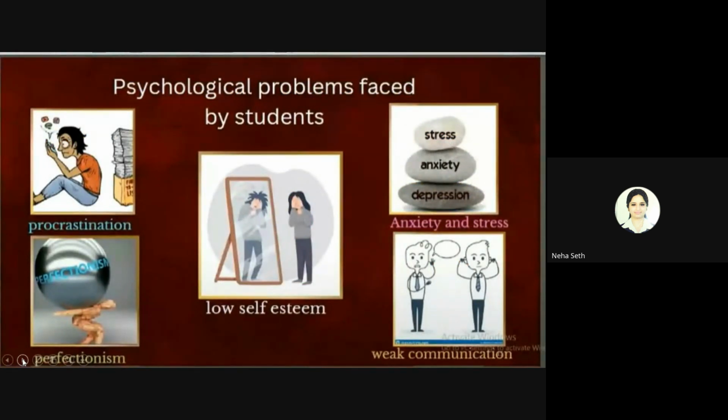Okay. Then there are psychological problems that are faced by the students, which are often ignored by the teachers who don't understand. Okay, first and foremost is procrastination. Okay, what do we understand by the term procrastination? Basically, it is the act of putting off doing something that you should do till another day or another time. It is the act of delaying things for no specific reason, just because you don't want to do it.